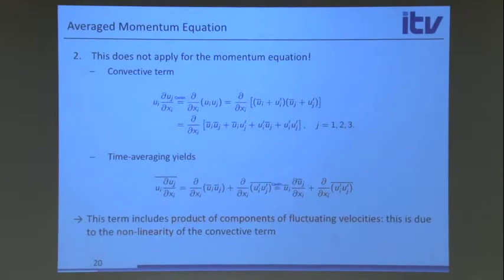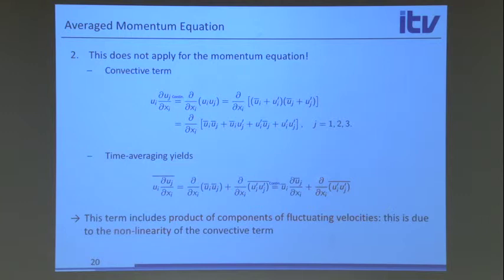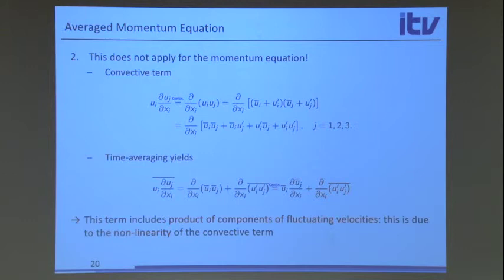Now for the momentum equation, we have a nonlinear term, and the nonlinear term will lead to an extra term. And that extra term, that's the so-called Reynolds stress tensor. That is what makes all the difference between turbulent and non-turbulent flow. And I think we'll stop here and discuss this tomorrow.